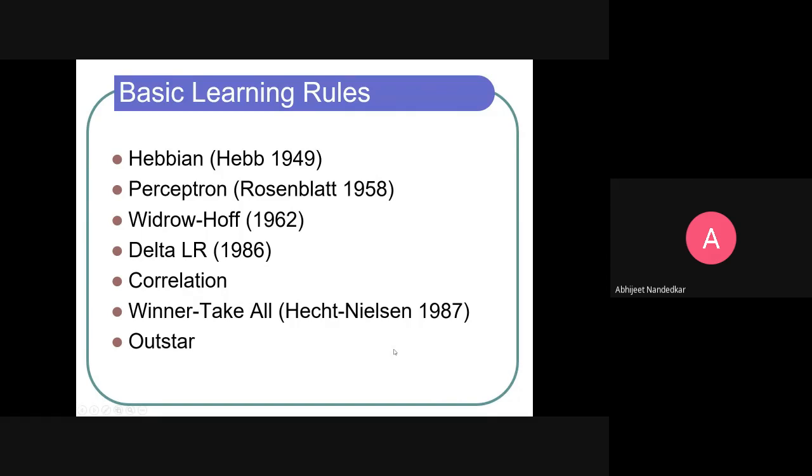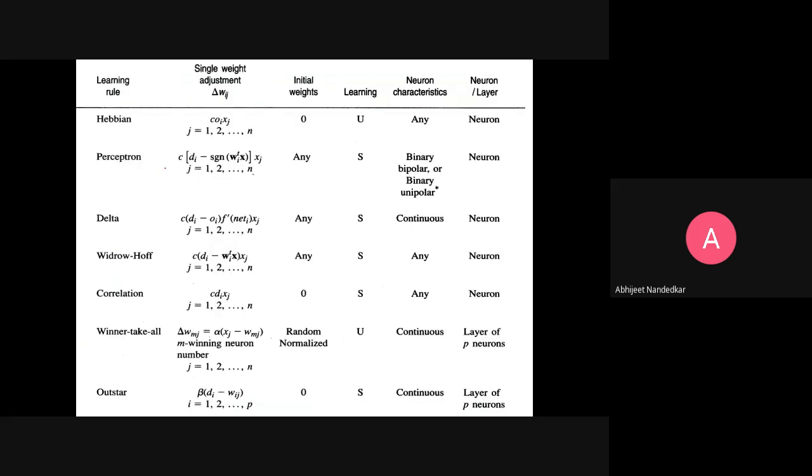Okay, so in the last class we covered all these rules, that is Hebbian, perceptron, Widrow-Hoff, delta, correlation, and Winner-take-all, along with its associated rule. Then we revised in brief what these rules are and what their requirements are, what their initial weight values should be, whether they are supervised or unsupervised, and so on, and whether they are applicable to layers or to a single neuron.